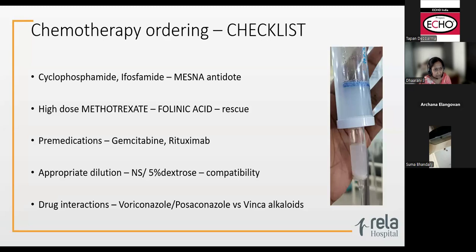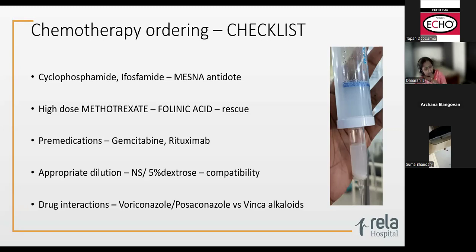So pre-hydration is very important for cyclophosphamide and ifosfamide, and we need to ensure that the mesna is available, because mesna is usually given at 0 hours, 4 hours, or 0, 4, and 8 hours. Based on the dose of cyclophosphamide and ifosfamide, we give mesna periodically. That should not be missed. So we cannot order only cyclo and mesna is not available in pharmacy. There is no point in having the cyclophosphamide. So better to have both together and ensure that both are available.